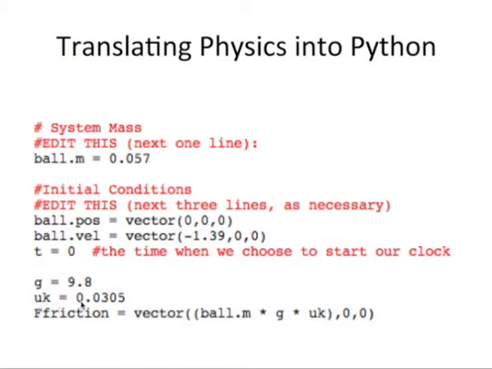UK is the coefficient of friction. I got this value basically through empirical methods, trying it out until it correctly modeled our data. And then the force of friction here is calculated simply by multiplying the ball's mass times gravity times our coefficient of kinetic friction.